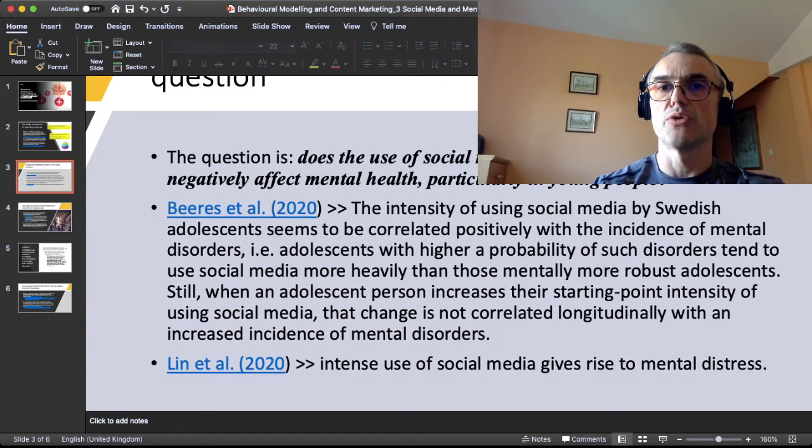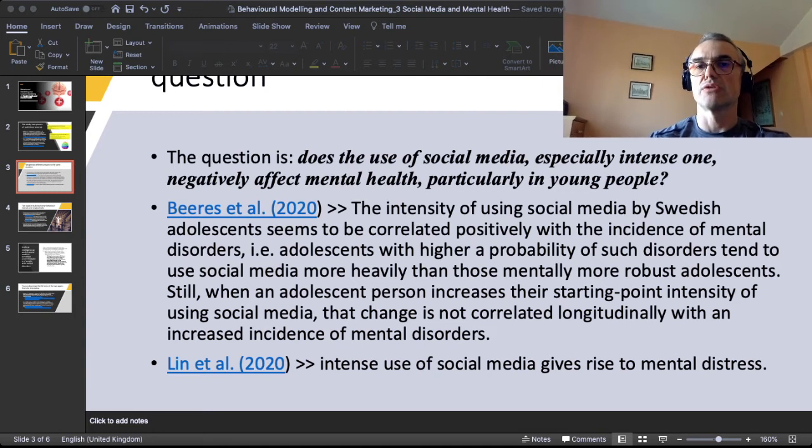So now the question that we are treating, or in other words, the hypothesis that is being posited in those two papers: does the use of social media, especially intense use, negatively affect mental health, particularly in young people? The answer given by that research in Sweden is that the intensity of using social media by Swedish adolescents seems to be correlated positively with the incidence of mental disorders.